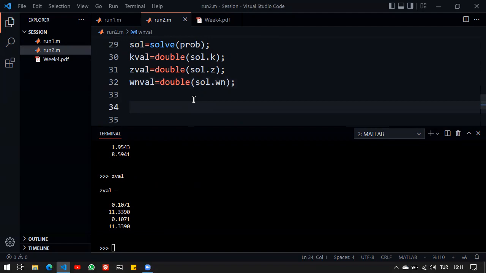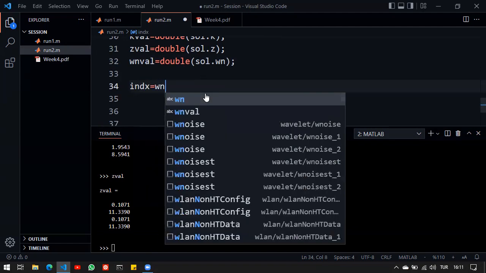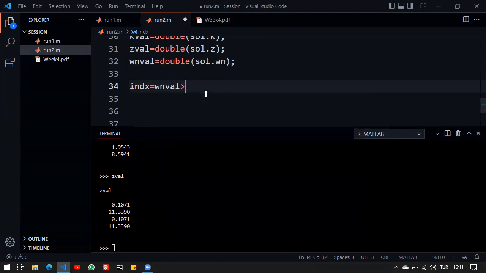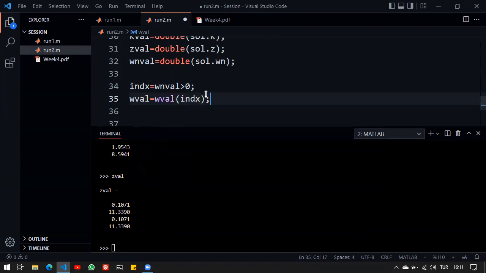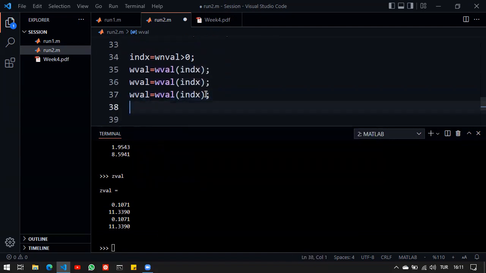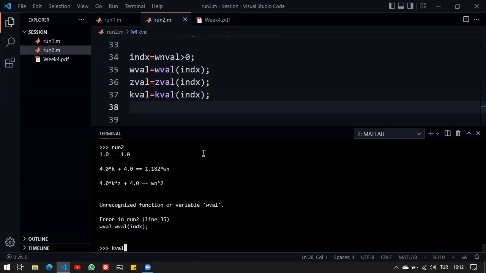So let's eliminate some omega n values here. So omega n val should be greater than 0. Therefore, omega val should be equal to omega val index. Z and k val should also be the same. There we go. Omega n val.